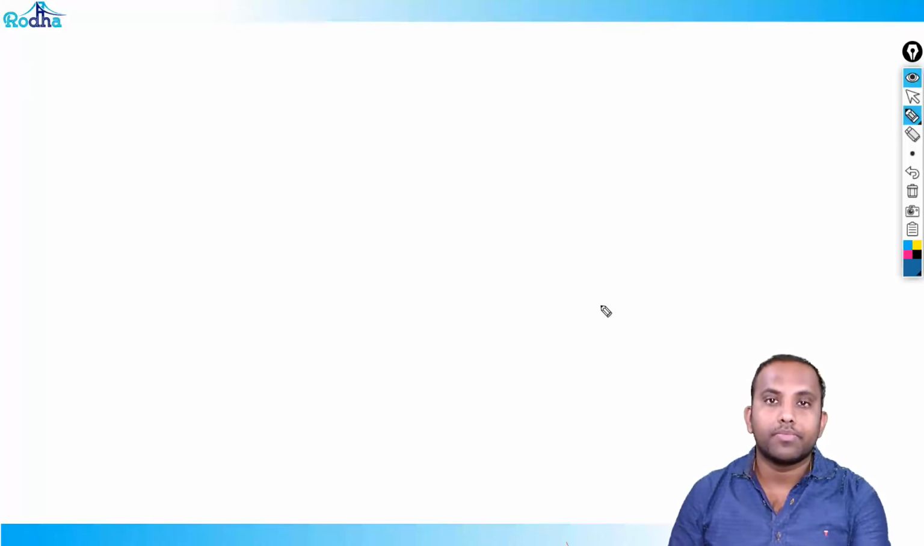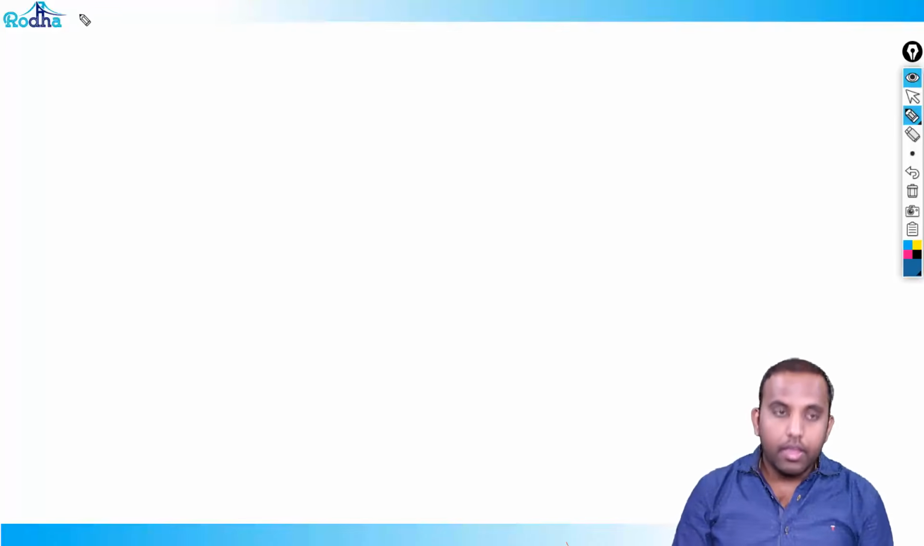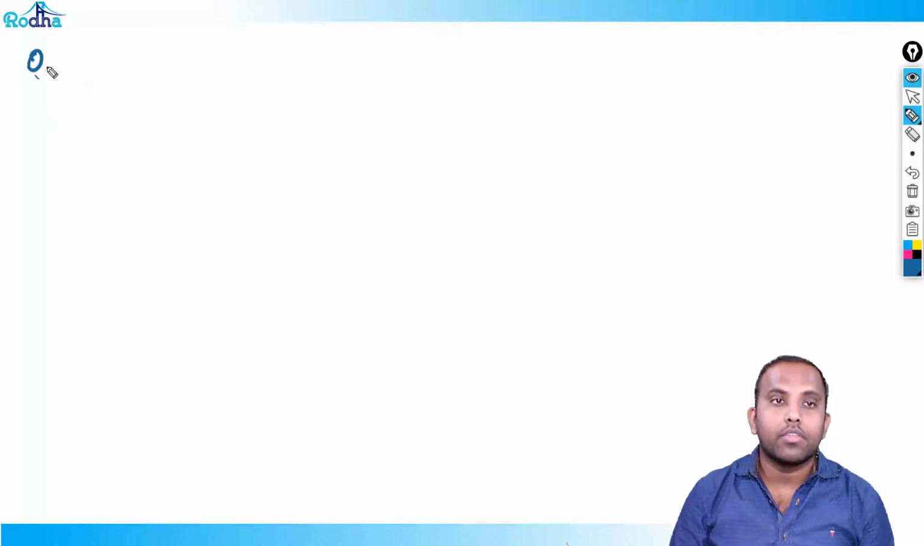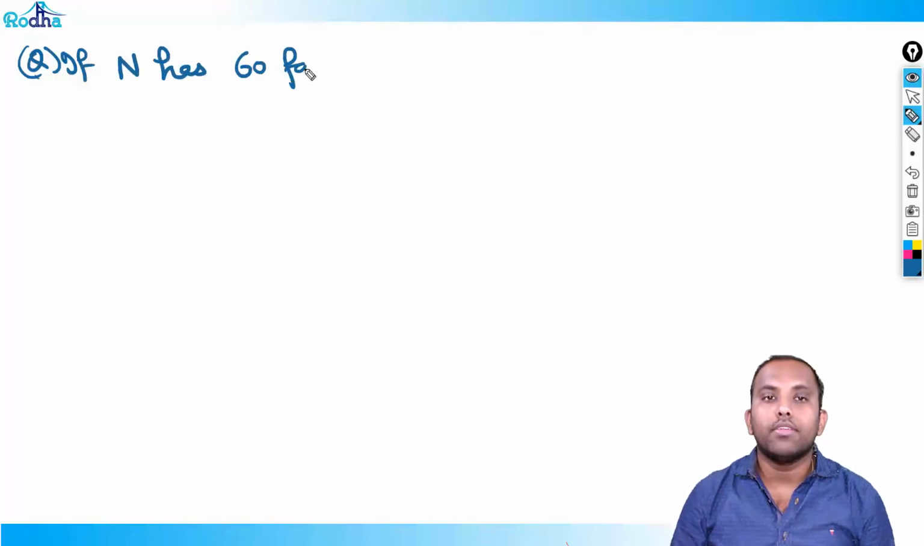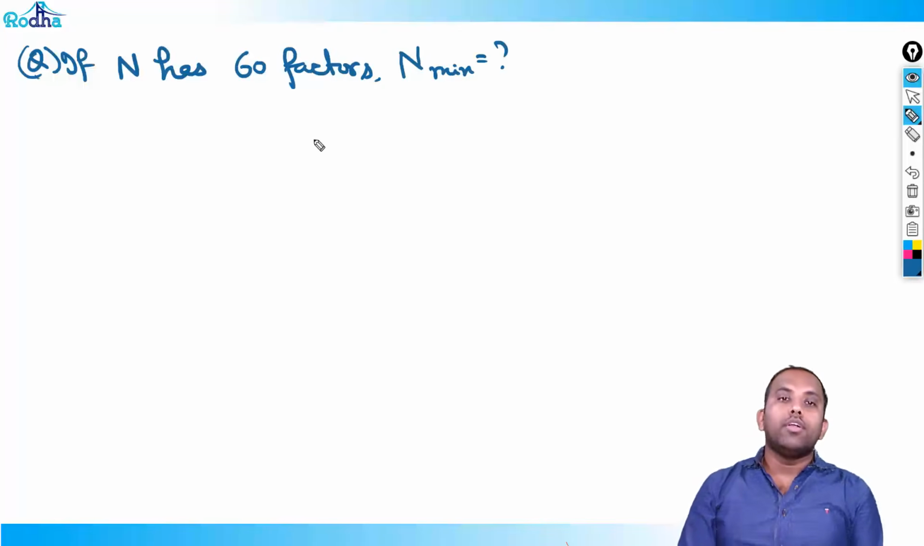If n has 60 factors, obviously n is a natural number, right? If n has 60 factors, what is the minimum value of n? Now it's a bigger number. 60 is a big number, right? So if you write down all the possibilities, you can think of it.